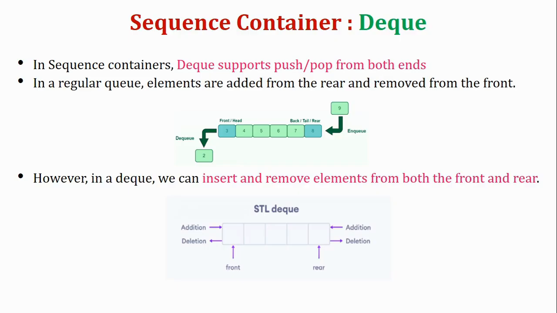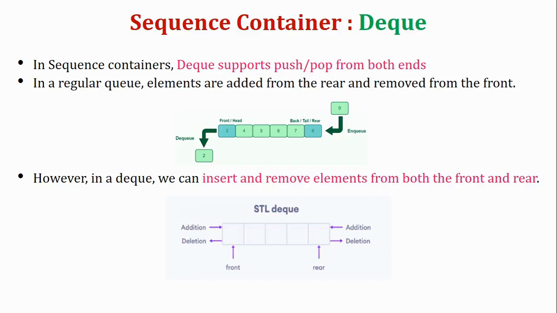In a regular queue, the element is added at the rear end and the element is removed at the front end. But in the DQ concept, we can insert and remove elements from both front and rear. It means on the front side, we can insert an element and we can delete an element. Similarly, on the rear side, we can insert and delete elements. So insert and delete operations are done on both sides.